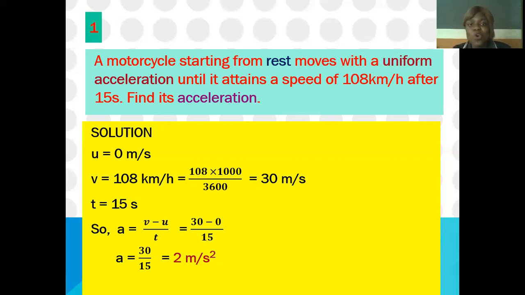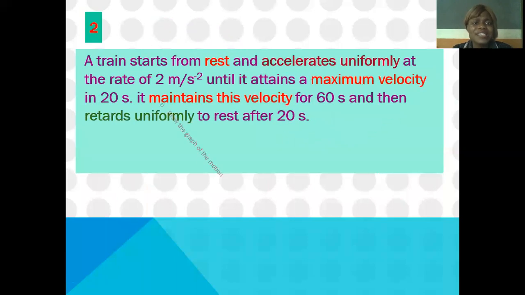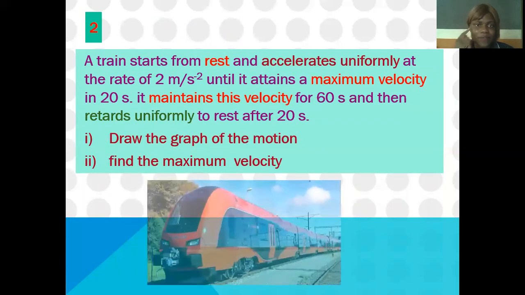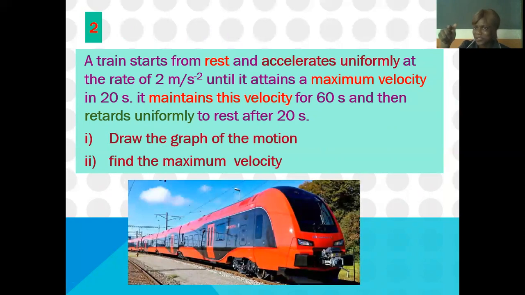Now, let's look at one more example before we close for the day. So look at this. A train starts from rest. What's rest? Of course, you can't really tell me. But a body starts from rest simply means that the initial velocity of that body is 0 meters per second. Don't forget that.